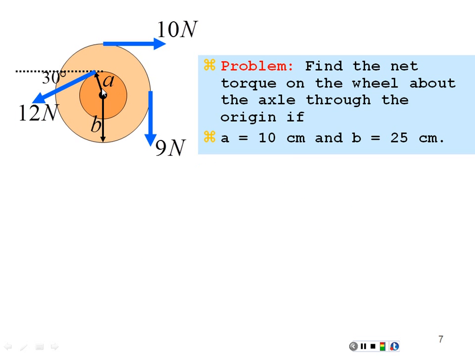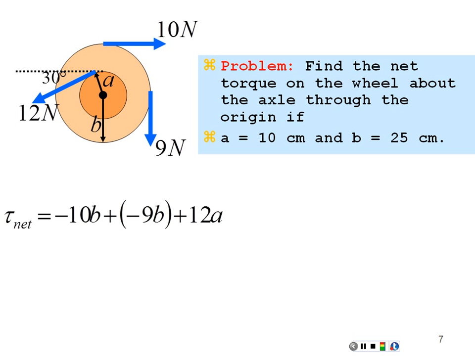Now distance radius A is 10 centimeters and radius B is 25 centimeters. We have two forces that have a moment arm of radius B and one force that has a moment arm of radius A. The 30-degree angle here is not going to matter because that 12 newtons does indeed have a perpendicular moment arm of radius A.